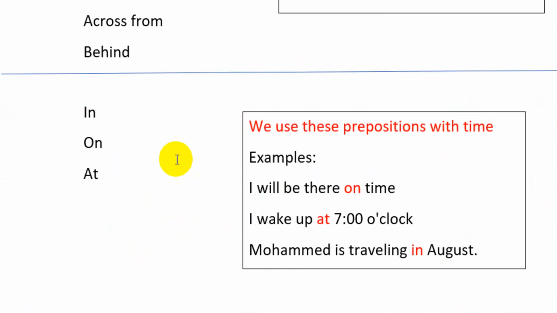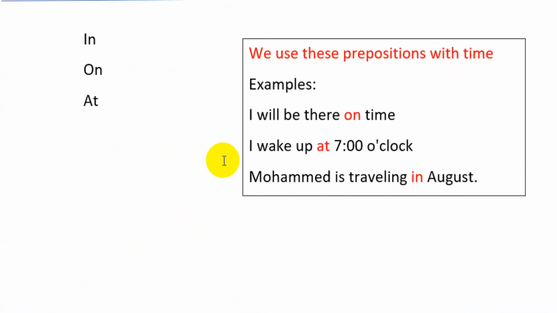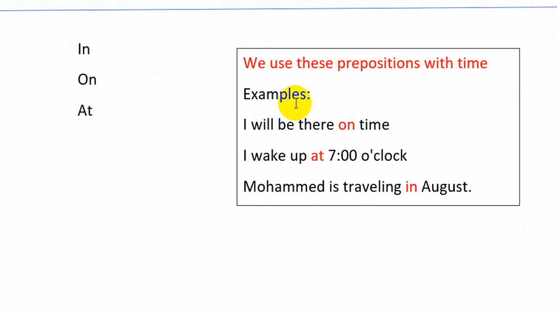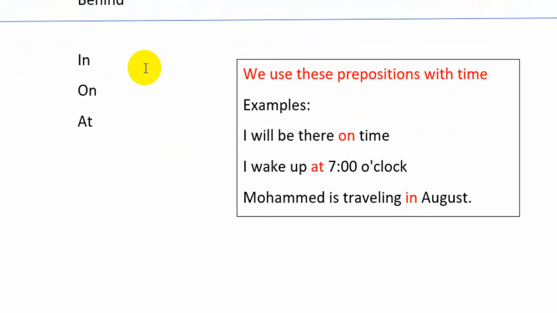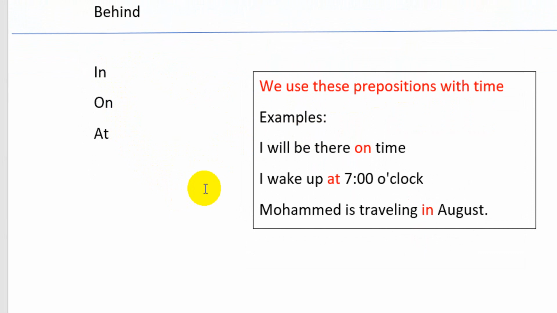Here we have in, on, and at with time. We use these prepositions with time. طبعا in, on, at الثلاثة بمعنى في. ولكن الفرق البسيط بينهم أن هنالك شيء يستخدم مع الأشهر, شيء يستخدم مع الأوقات, شيء يستخدم مع الساعات.